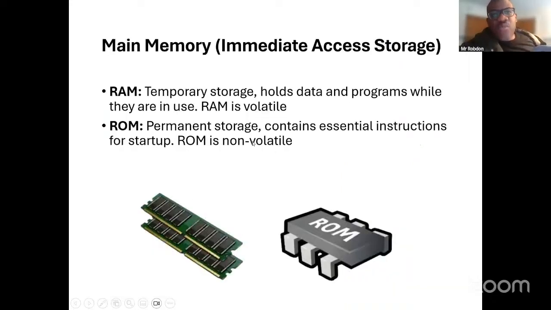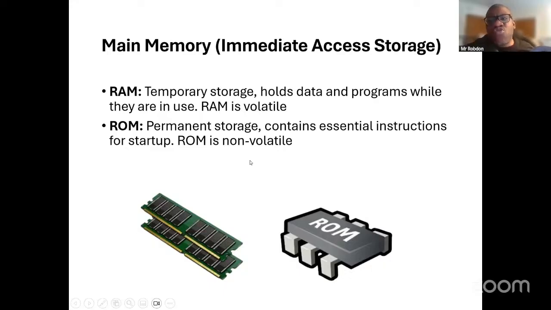So let's talk about main memory. Main memory is also called immediate access memory or primary memory, primary storage. Any of those words is speaking about main primary memory. Now, RAM, which is a shortened form of it, is temporary storage. Look at this. It holds data and it's also volatile. Let's expand on that.